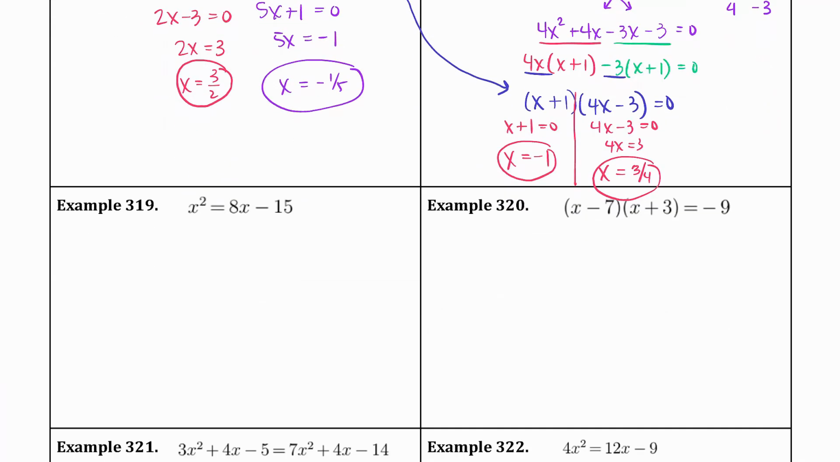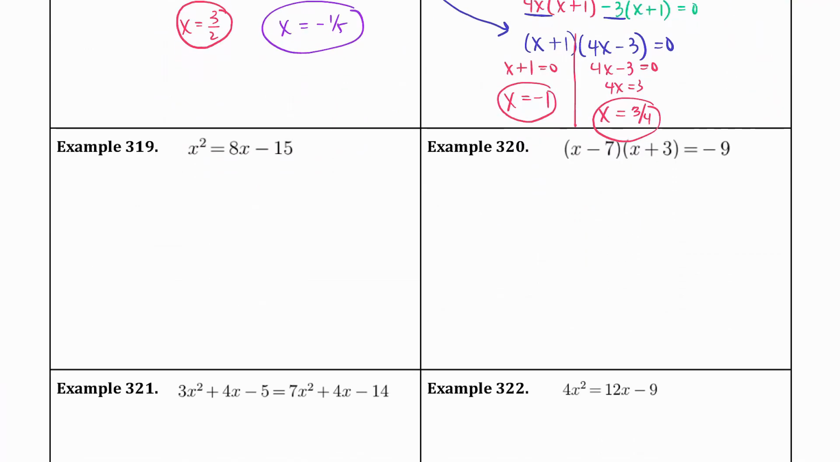Okay, on example 319, notice here we don't have everything set equal to 0. So we've got to move everything to one side first. To do that, I'm going to move this 8x over by subtracting 8x. I'm going to move this over by adding 15. So I end up with x squared minus 8x plus 15 equals 0.